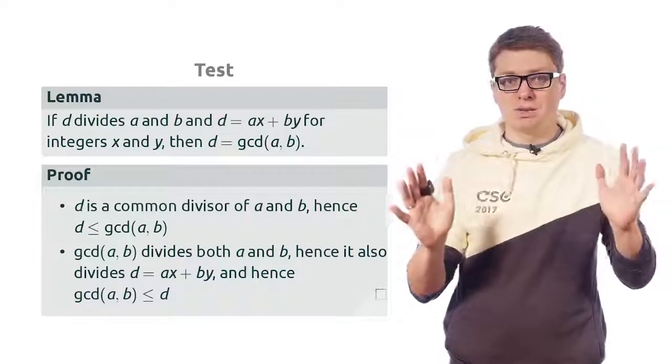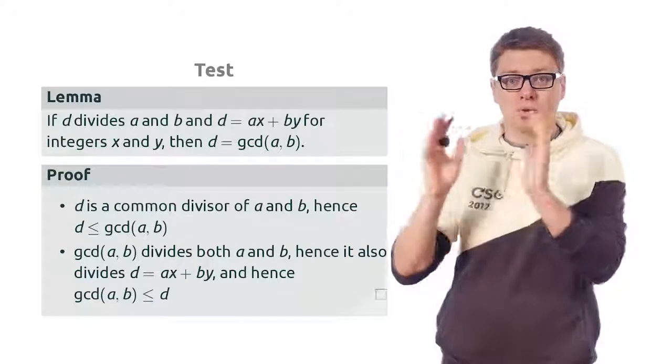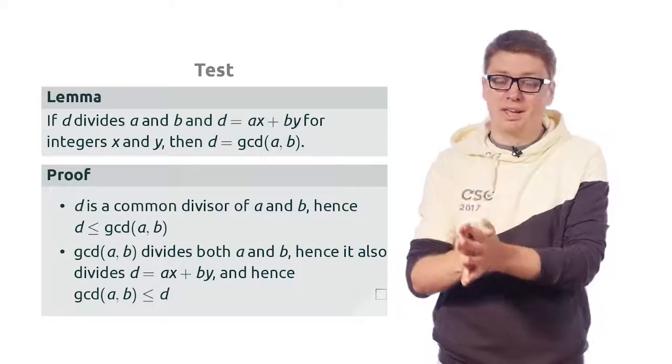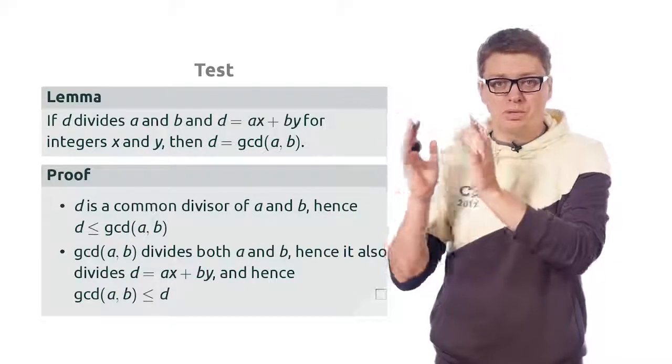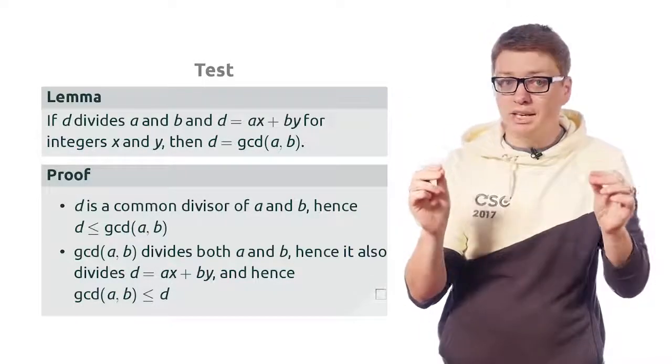So all in all, we conclude that d is equal to GCD of a and b. Once again, this is just because we've just proved that d is at most the greatest common divisor of a and b, and at the same time, the greatest common divisor of a and b is at most d. So these two numbers are equal.